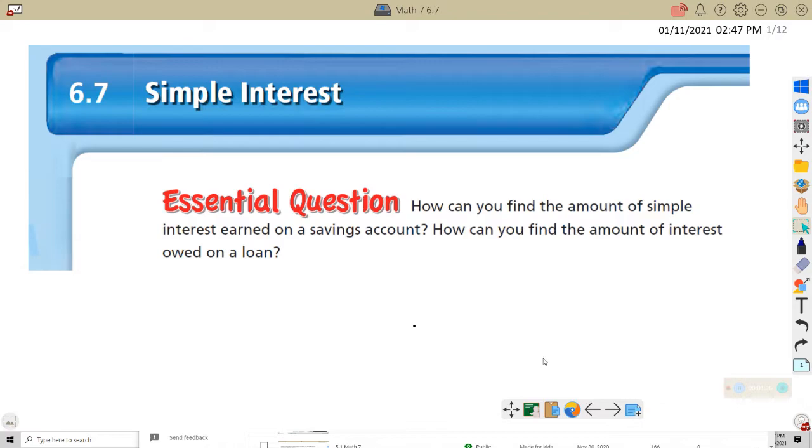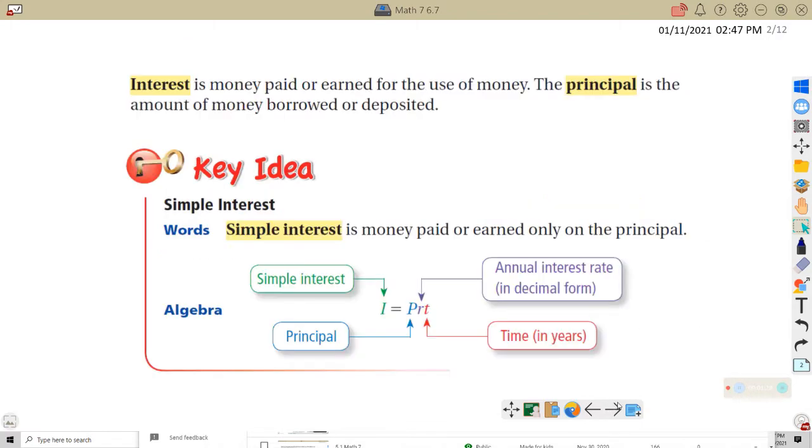Okay, so let's take a look here. Here we go, the definitions. Interest is money paid or earned from the use of money. So if you're borrowing money, that's using someone else's money, you owe more than that. You owe that interest back. The principal is the original amount that was borrowed or deposited. So simple interest is just a simple percentage problem.